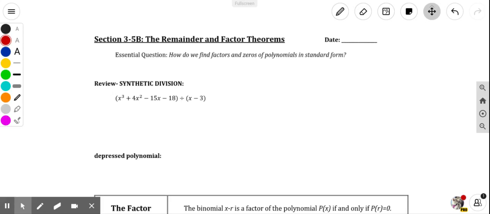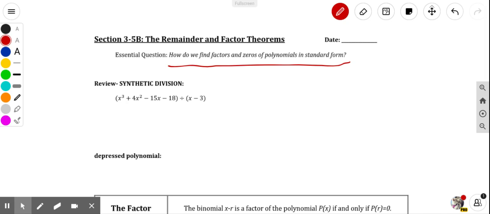Hi everyone. So this lesson is called the remainder and factor theorems. Basically, we're going to be given a polynomial and asked to find all of the factors and the zeros. We've kind of been doing that already, except I've been giving you ones that are easy to factor. Now we're going to be given polynomials that maybe are not factorable. However, we give you a factor of it, and we're going to use synthetic division to find the others.